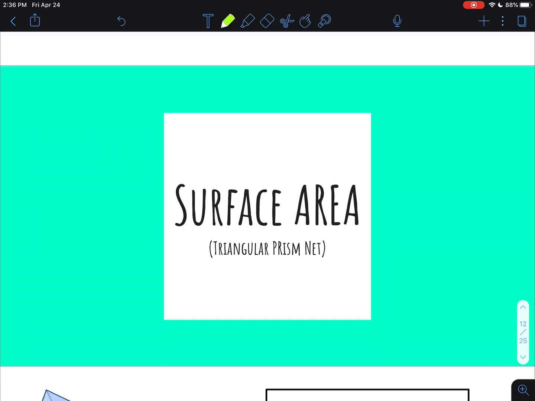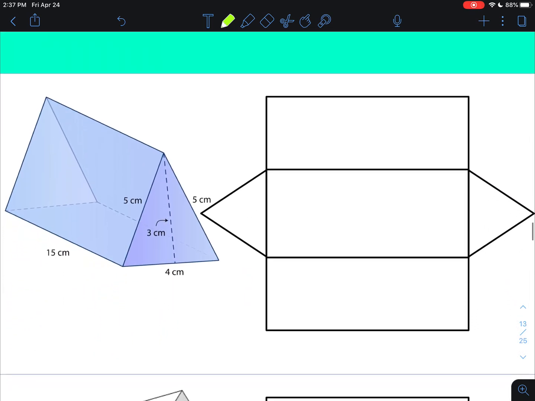Hey guys, today we are doing surface area of triangular prisms. Of course, I'm going to make you start with the net and then I'll be nice and give you the formula tomorrow. The formula is a little bit more complicated than the rectangular prism just because there are things you have to pay more attention to, but we are just doing the net today.